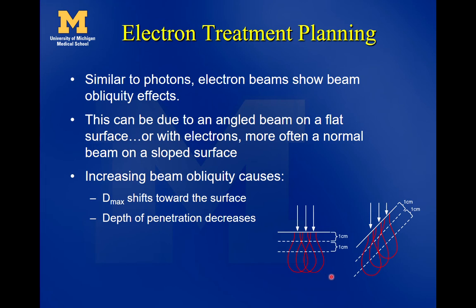Because of this angled beam on a flat surface with electrons, you can get the equivalent of a normal beam on a sloped surface. So this can do things like change the Dmax. The Dmax may shift towards the surface. You may be thinking here that Dmax is at 1.5 centimeters deep, and when you hit oblique, it will pull that Dmax towards the surface. And then the depth of penetration will decrease as well. So you have to keep that in mind.